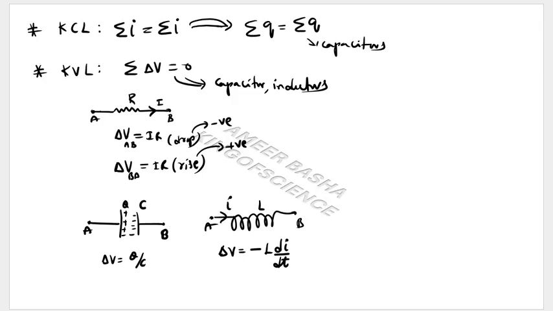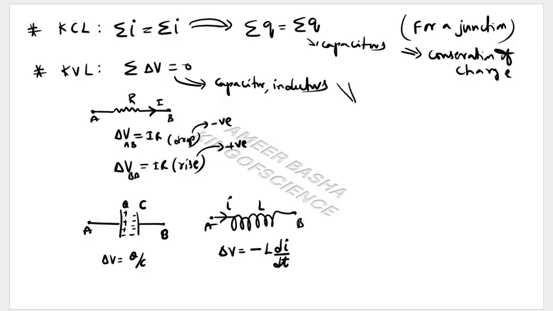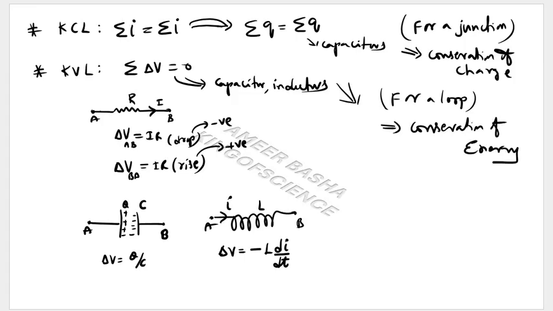So while applying the KVL, KCL is the current law for a junction. At any junction, the sum of the currents coming is equal to the sum of the currents going. So that means it is based on the conservation of charge. KVL is for a loop, any loop you can take. It is based on the conservation of energy. These two laws are very important to solve any problems.